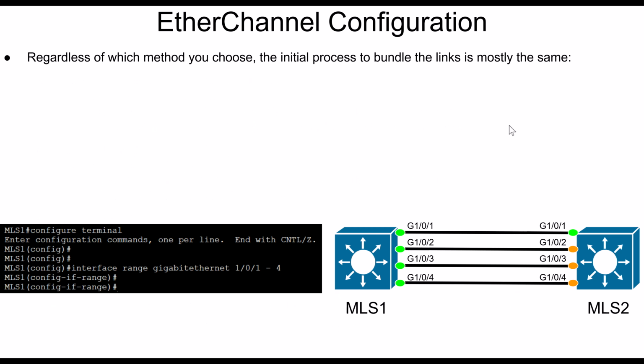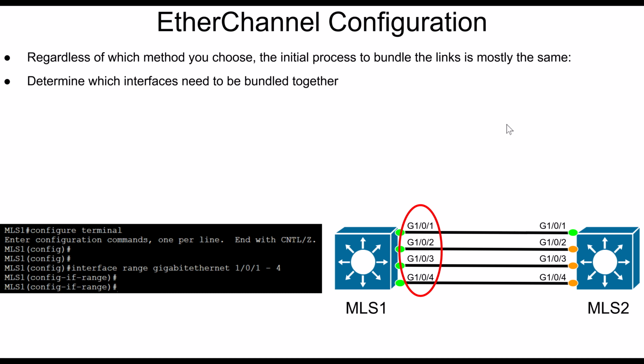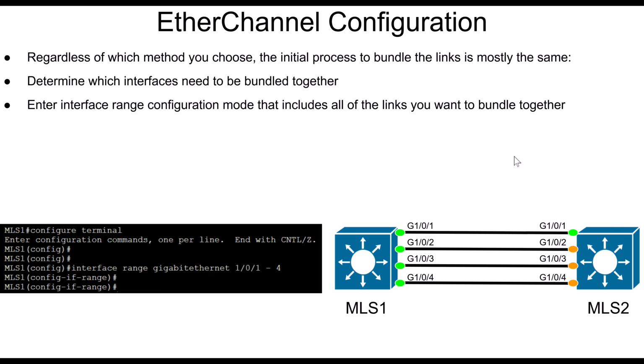Regardless of which method you choose, the initial process to bundle the links is mostly the same. First, you've got to determine which interfaces need to be bundled together. And in this example, we are going to bundle all 4 of these interfaces on MLS1. Enter interface range configuration mode that includes all of the links that you want to bundle together. There we go.